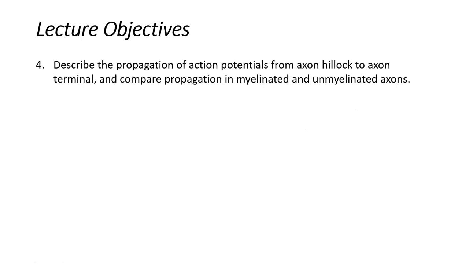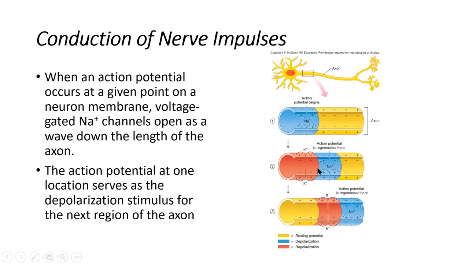We're going to talk about how the action potential is propagated from the axon hillock to the axon terminal. And we're going to talk about propagation in myelinated versus unmyelinated axons. So an action potential, this is what we were just describing here.